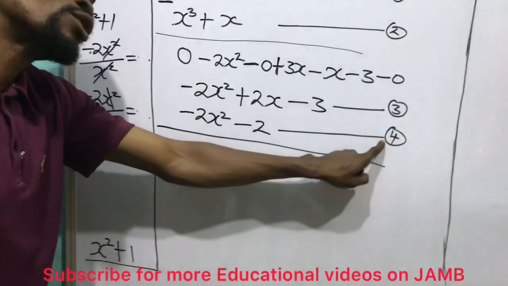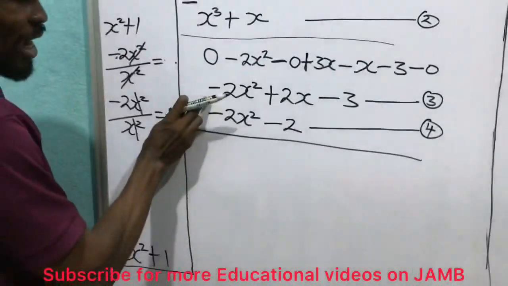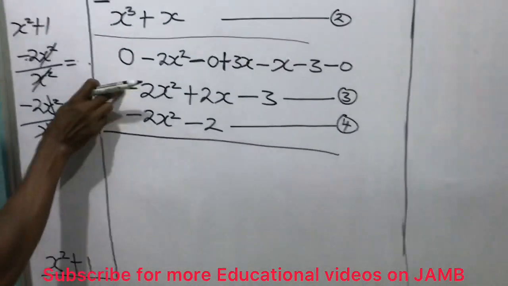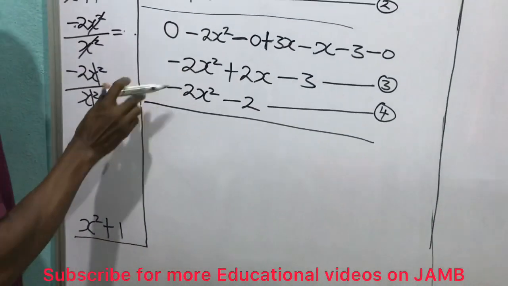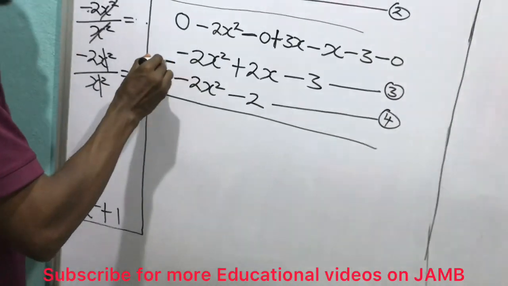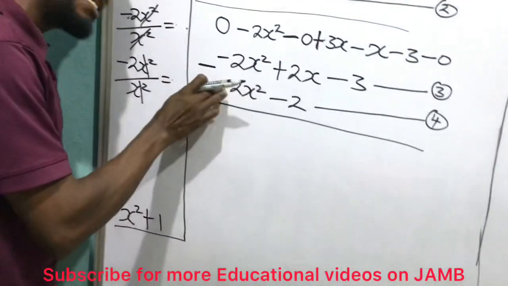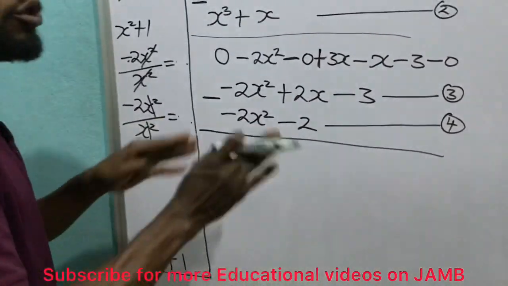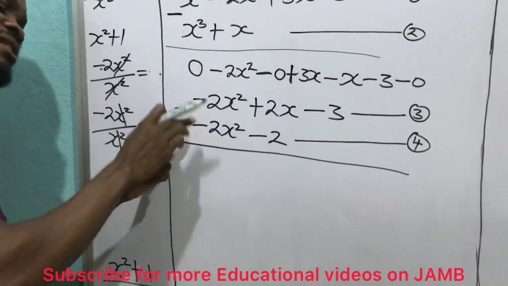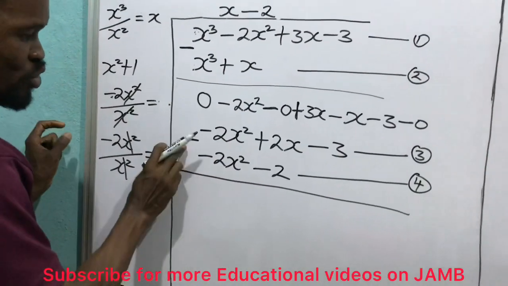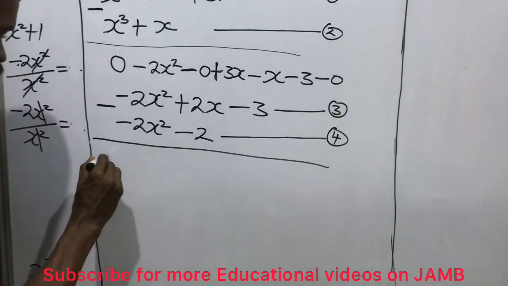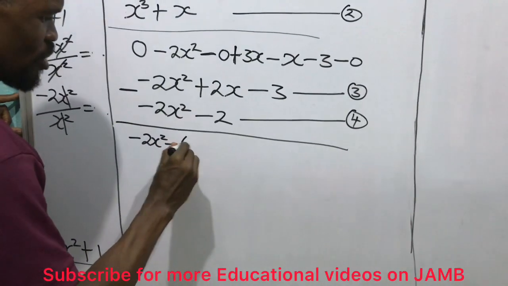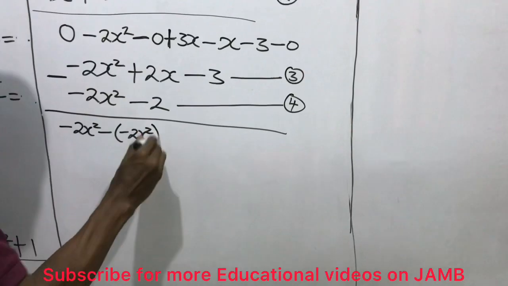I'm subtracting equation 4 from equation 3. Then look at what I'm doing now. This is minus 2x. Look at minus. They have the same sign. Since they have the same sign, I'm going to use minus. Why? This and this have the same sign. If they have different signs, I'm going to use plus. Because they have the same sign, I'm going to use minus. So using minus, I will have minus 2x squared minus 2x squared. I think you know what I'm doing.